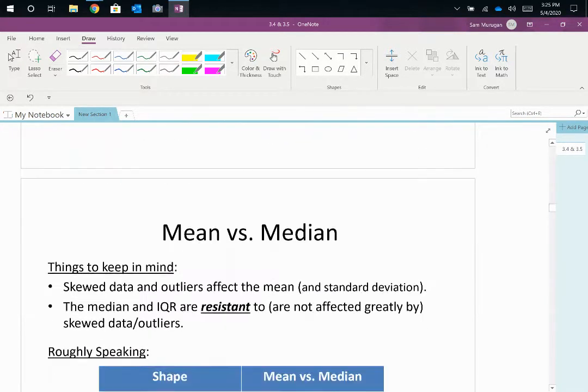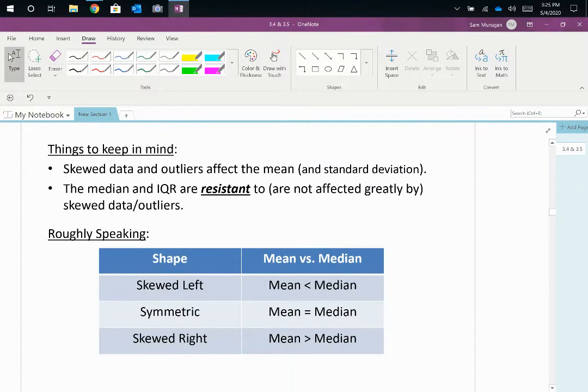Now, let's consider the mean versus the median. Skewed data and outliers affect the mean and ultimately the standard deviation. On the other hand, the median and the IQR, interquartile range, are resistant. They're not affected greatly by skewed data or outliers.